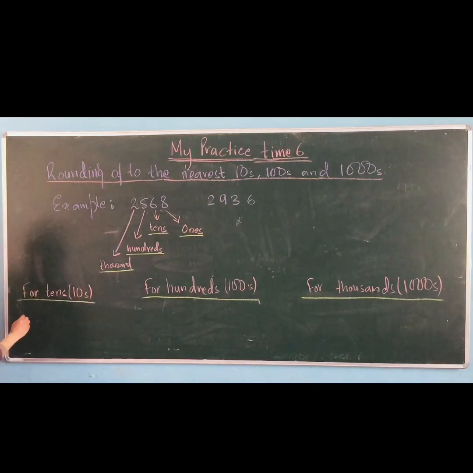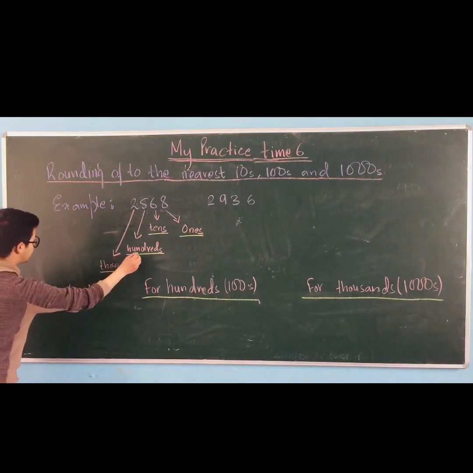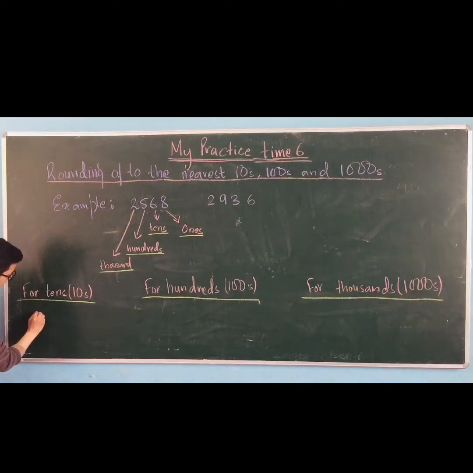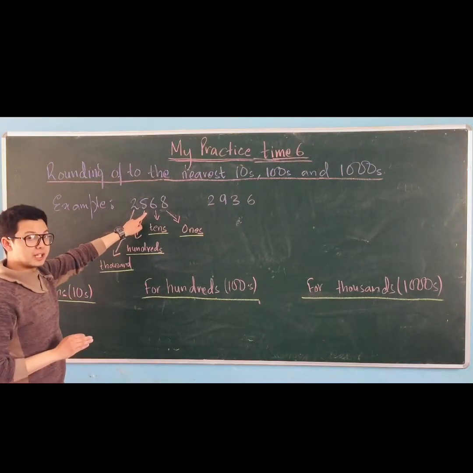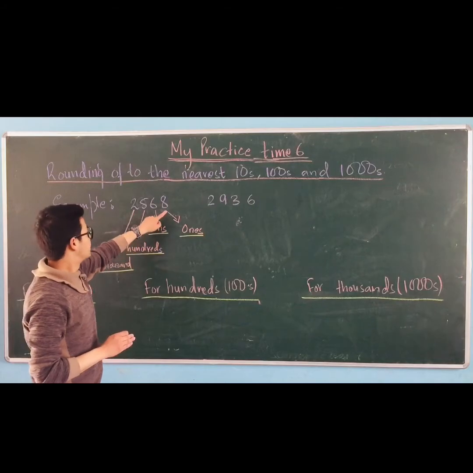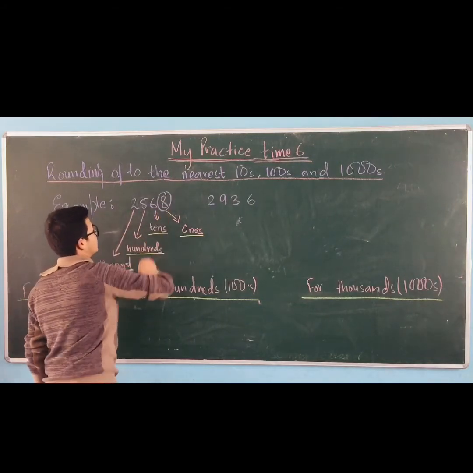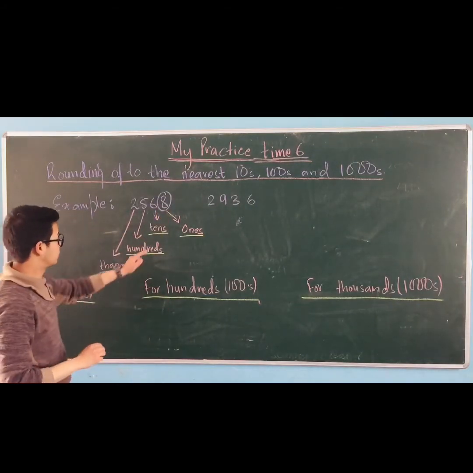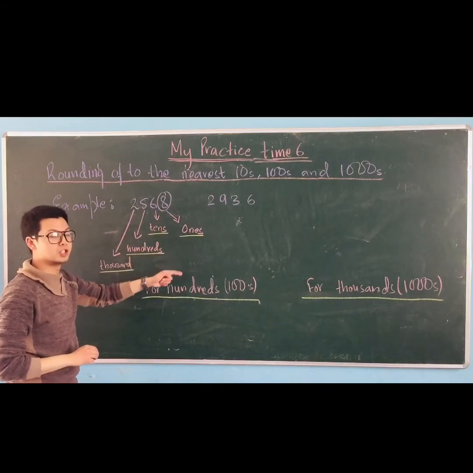Okay, so the digits in thousands and hundreds will remain the same. So I will write 2 5. Okay, this will remain the same, but the number that is in tens place will change, and it will depend on this number that is 8, which is in ones place.